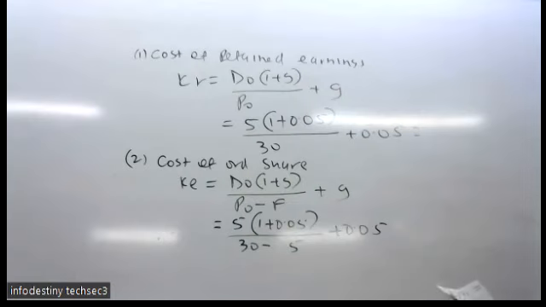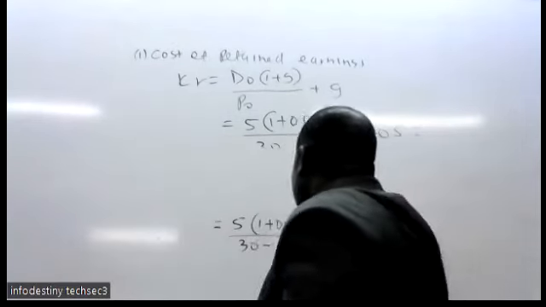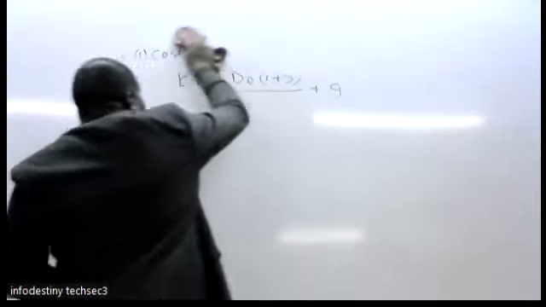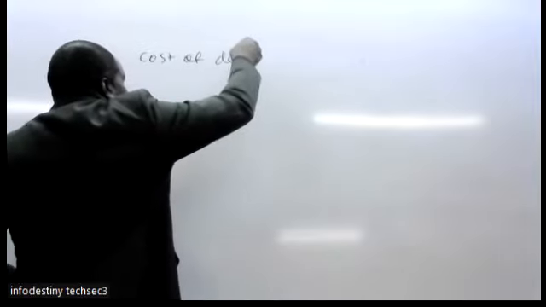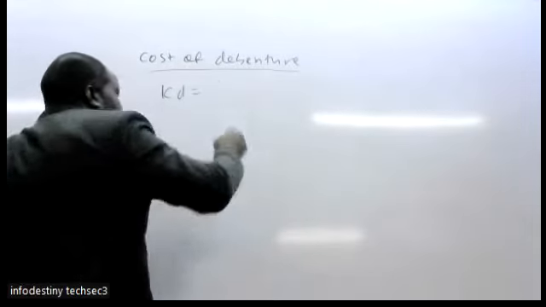Then we also compute the cost of the debt. The debt is the same as the debenture in note number one. When you check note number one, they have also given you information about the debenture. So we now calculate the cost of the debenture. So the cost of the debenture is Kd.